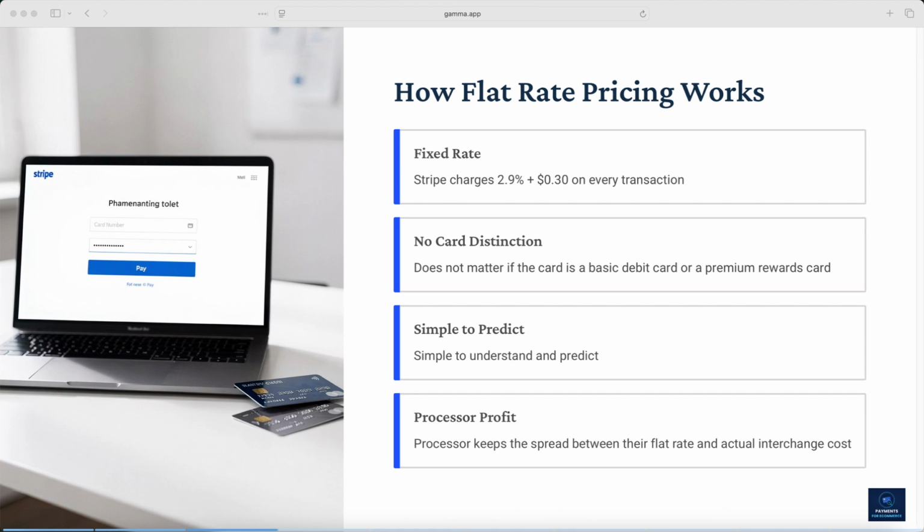The problem is what's happening behind the scenes. The actual cost of processing a basic debit card might be 0.8% or less, but Stripe charges you 2.9% regardless. That difference between what you pay and what the transaction actually costs, that's Stripe's profit margin, and it comes directly out of yours. The more volume you do, the more that spread adds up.